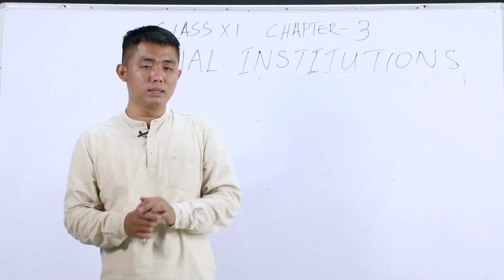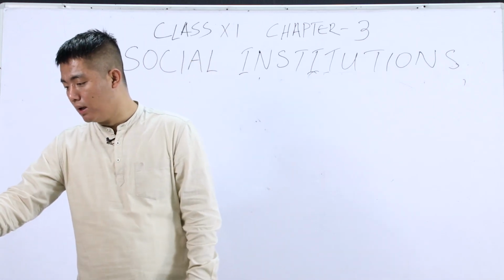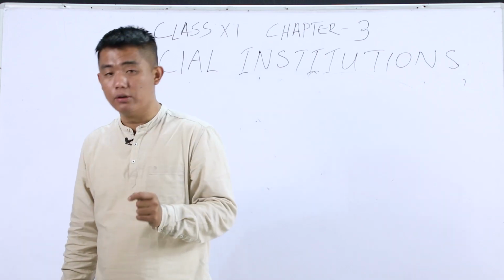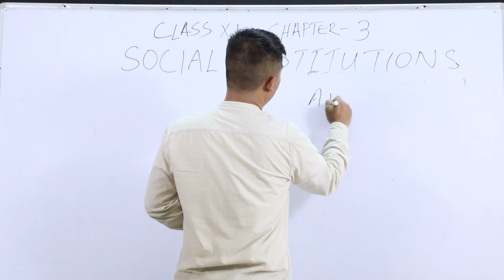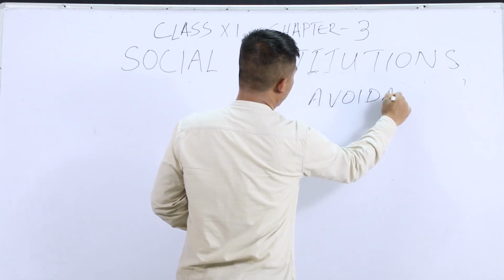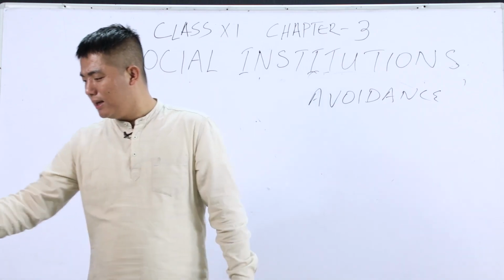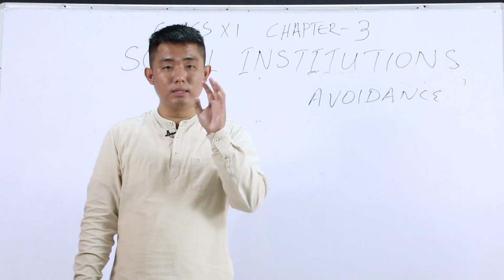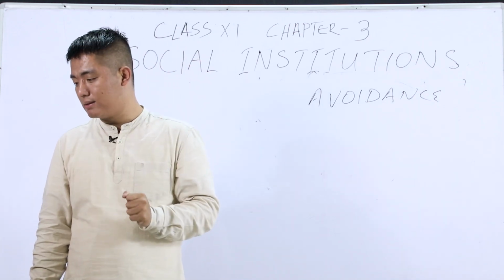What kind of behavior, in what manner can this kinship be used? Now, the first point of kinship usages is avoidance, A-V-O-I-D-A-N-C-E. So what does it mean here? It is a type of usage with some restrictions. There are some restrictions imposed. What are those restrictions? It's given on your page number 36.